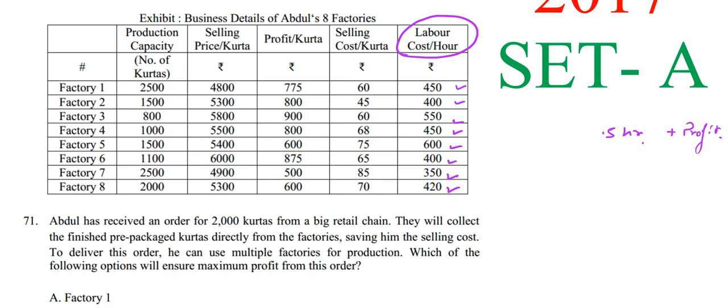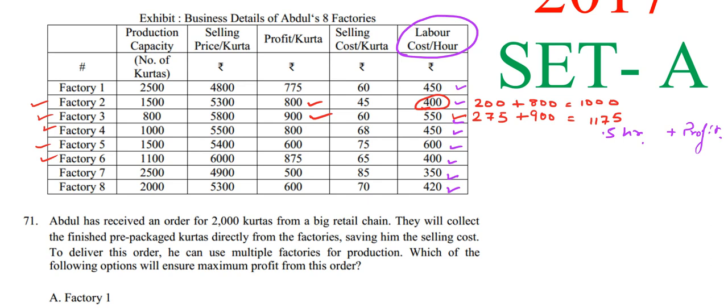So let us begin with factory 2 because we have options 2, 3, 4, 5 and 6. In factory 2 you can see we have labor cost of 400, hence the labor cost of 0.5 hour will be 200 and this will be added to the profit because he needs to pay rupees 200 less to the labor. So this will be added to 800, hence we will get our total profit to be rupees 1000. Similarly for factory 3 we have 550. So for 30 minutes he needs to pay 275 less to the labor. This will be added to the profit, that is 900. So adding these to 900 we will get 1175.